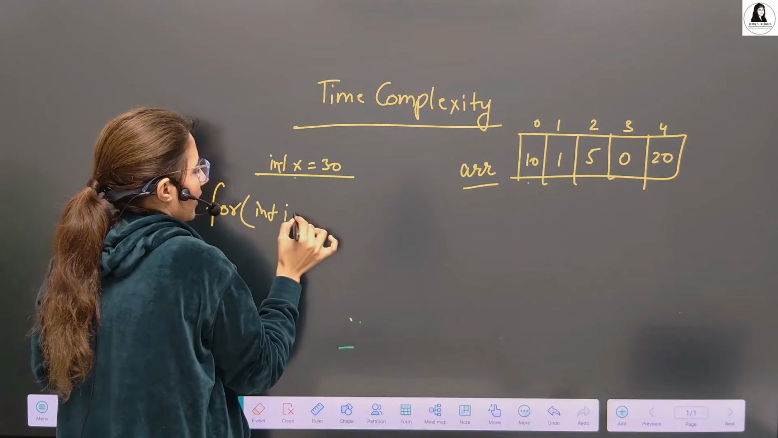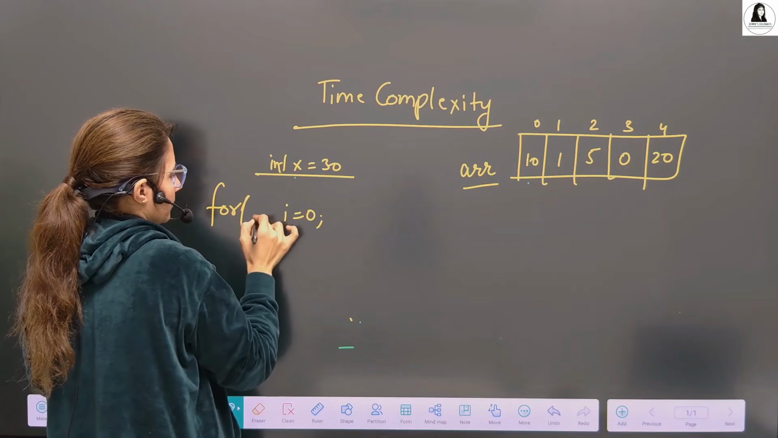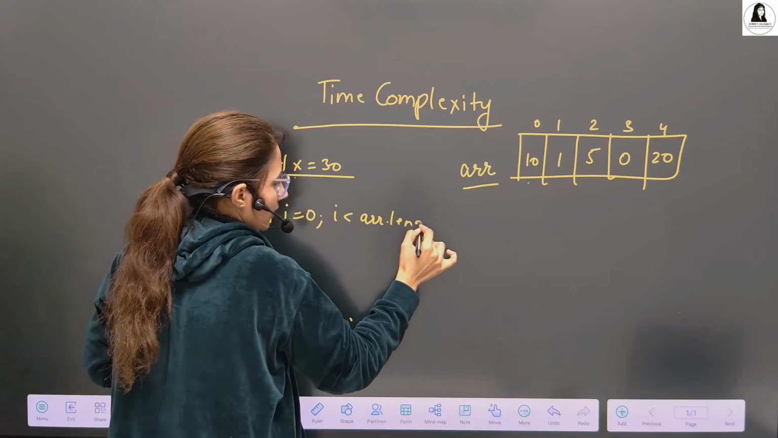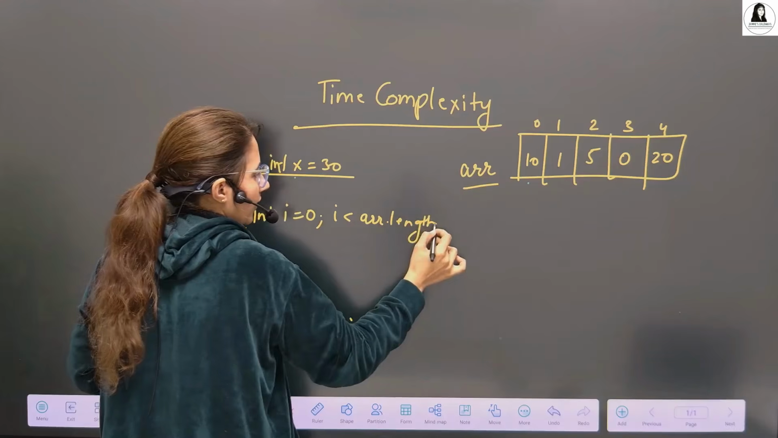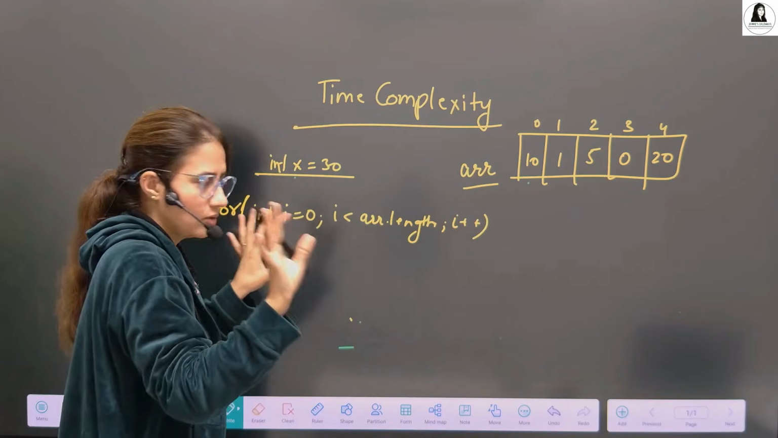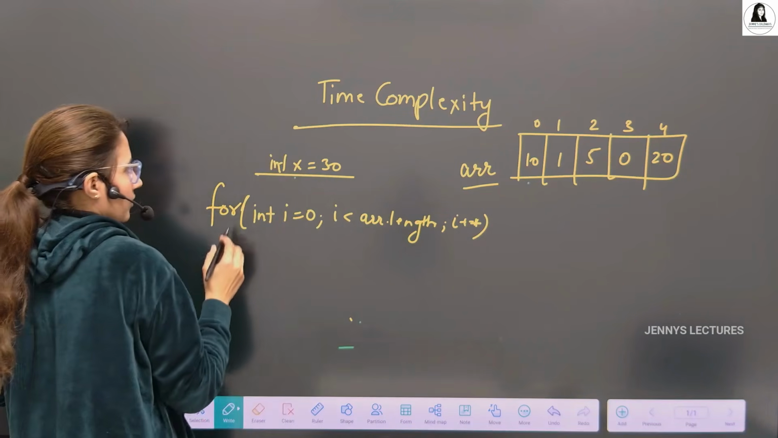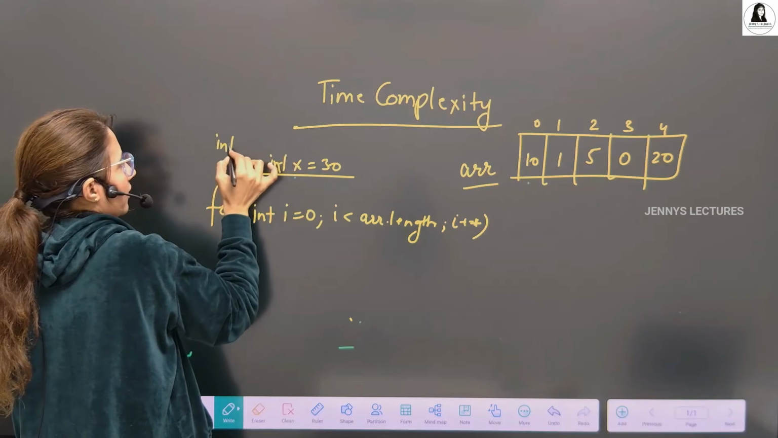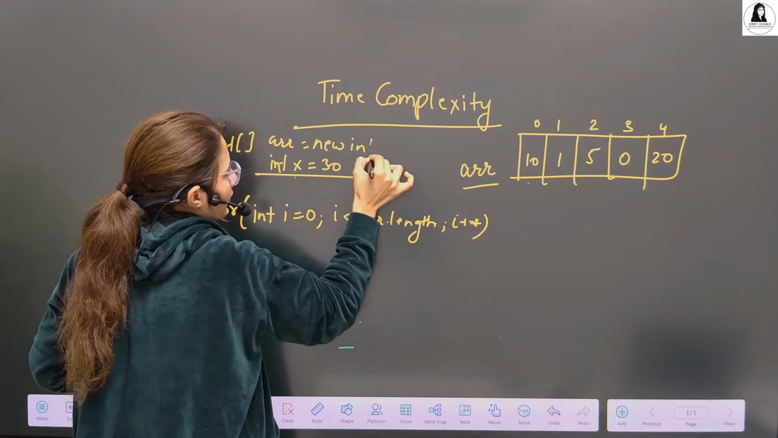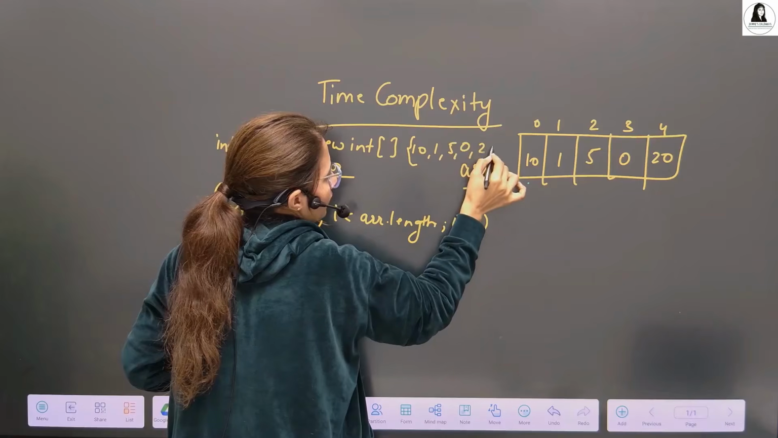So we'll take int i is equal to 0. i should be less than arr.length, where the array name is arr, and i++. I'm not writing the exact code, it will not work. I'm just writing the logic, just the for loop, that's it. Before that we have an array: int arr = new int, and here we have like 10, 1, 5, 0 and 20, this kind of thing.